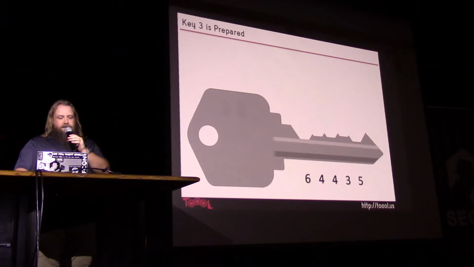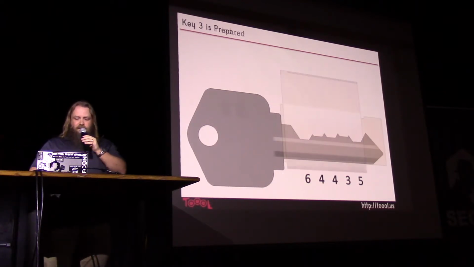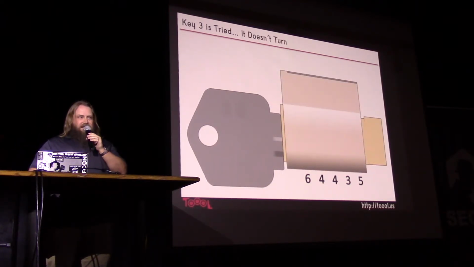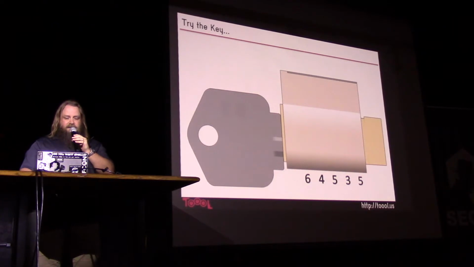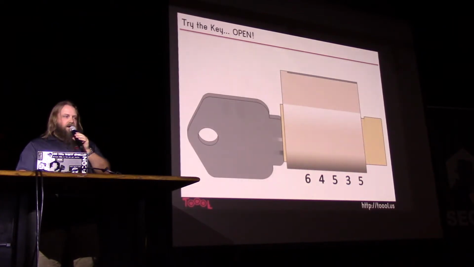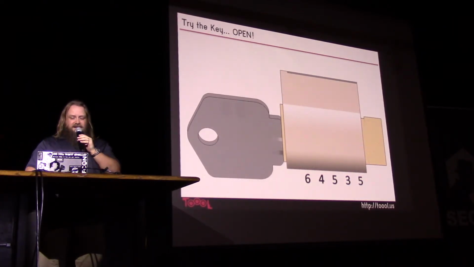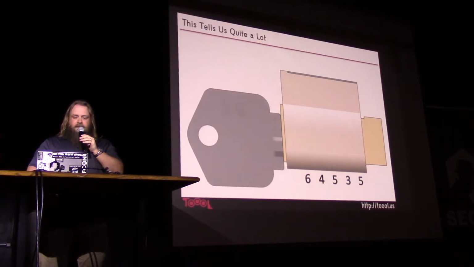We now have our third key prepared. We try it. It doesn't work. We remove the key, bust out that file. We go down one more spot, get down to 5, try the key, bingo. We found a master pin. So this does tell us quite a bit.